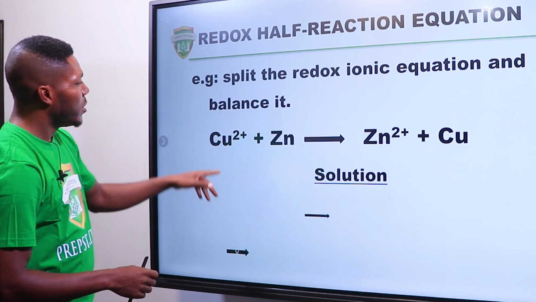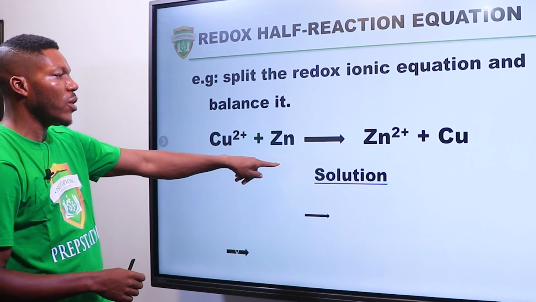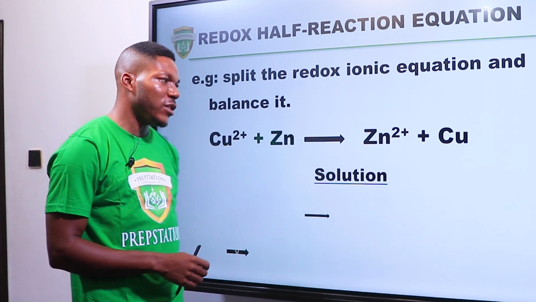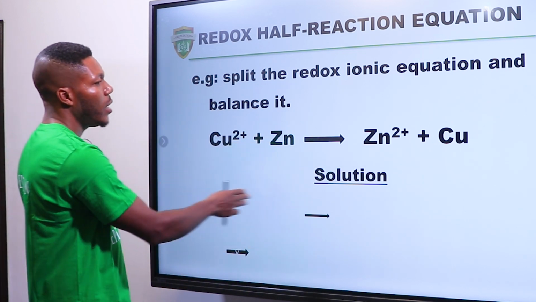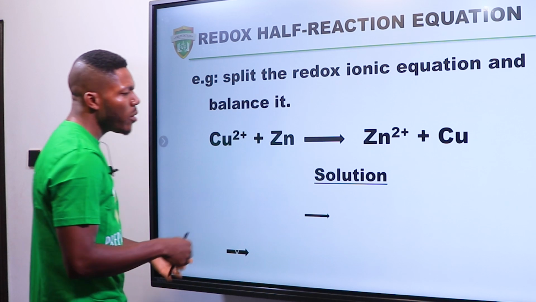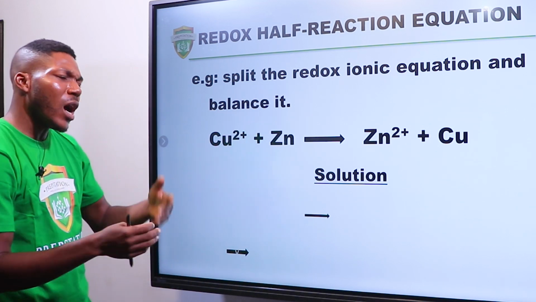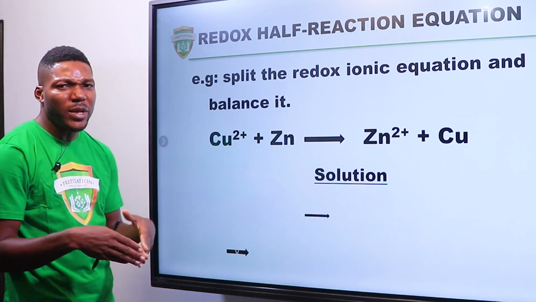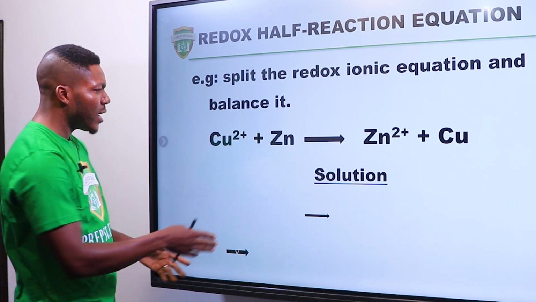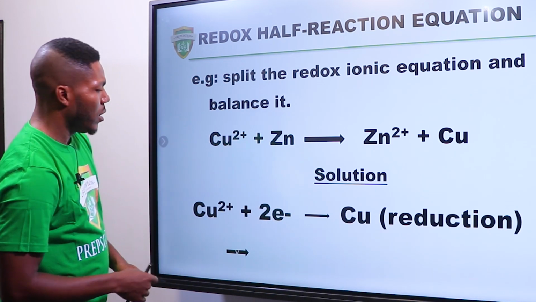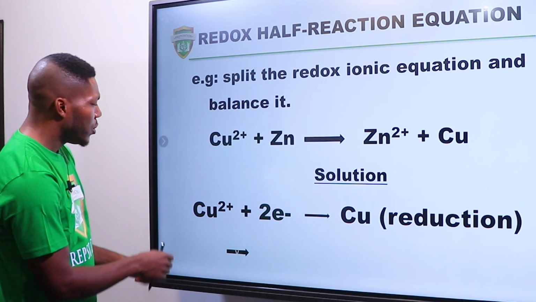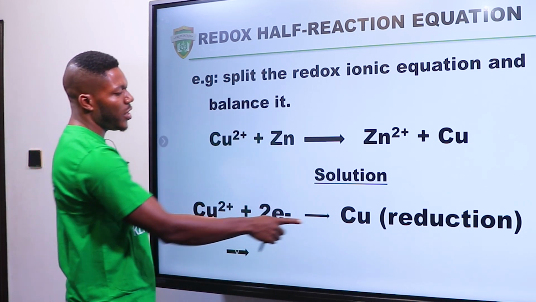For example, Cu2+ plus Zn equals Zn2+ plus Cu. Sorry, copper, zinc, and zinc. One process is oxidation, another part is reduction. So how can we split it and balance it? Let's start with one process, the reduction process, from Cu2+ to Cu.